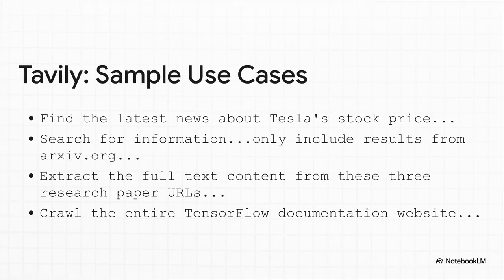And with Tavily, the real power is in the precision. You can ask for news from just the last 7 days. You can limit your search to specific websites like academic archives. You can tell it to pull the full text from a list of URLs, or even crawl an entire website for you. You're basically giving the AI a superpower for focused, deep research.